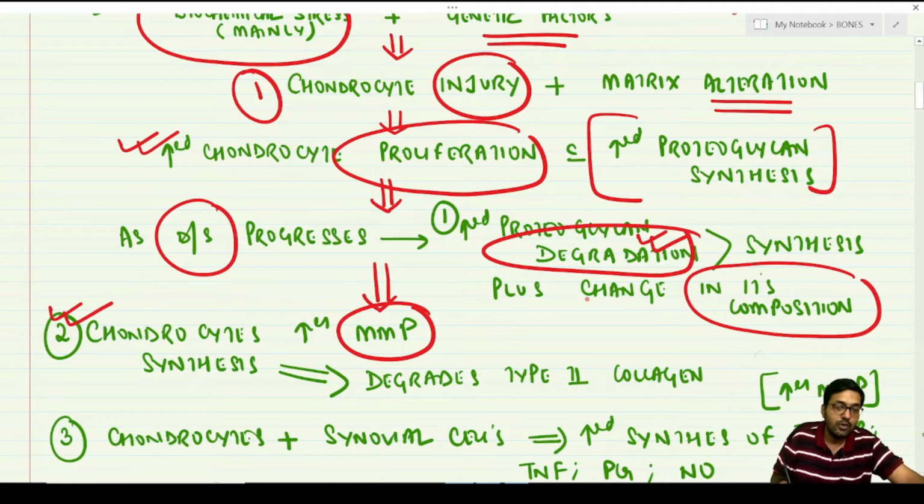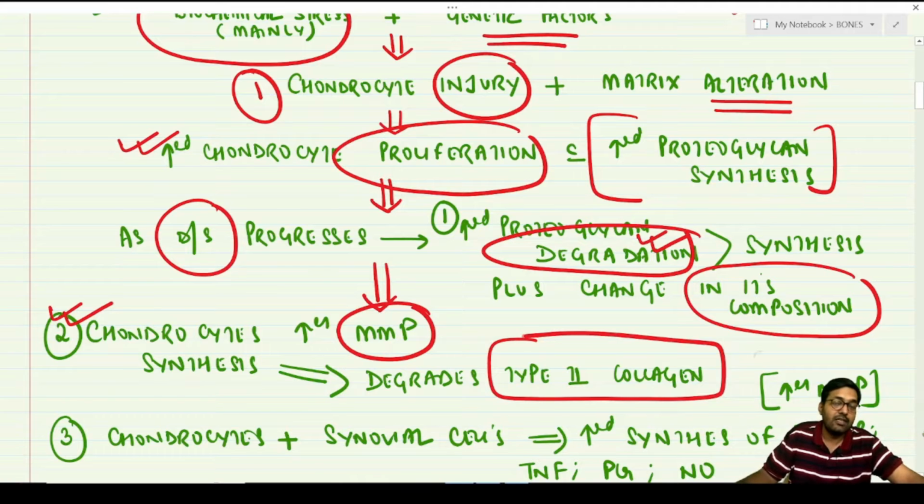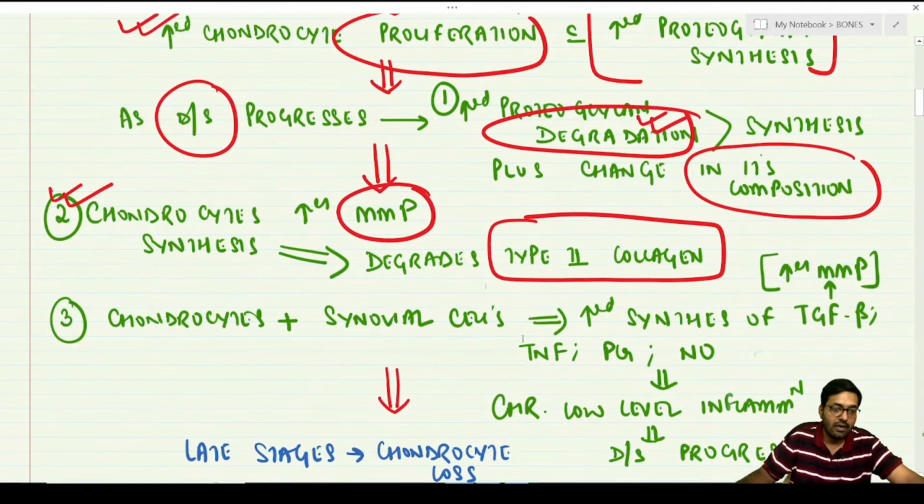Now, these are certain groups of enzymes that are going to degrade type 2 collagen. And again, the extracellular matrix will become degraded. And as a result, this is going to lead to fissuring of the articular cartilage.